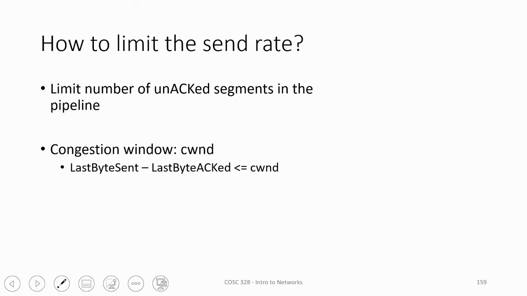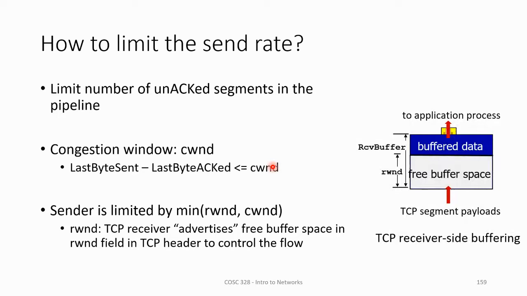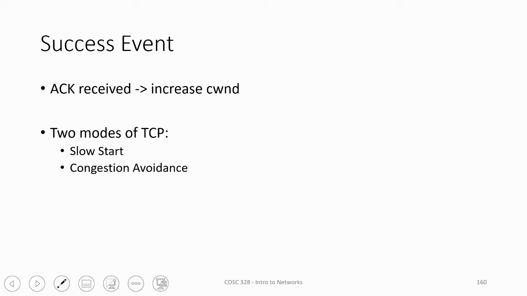So this is something that helps explain how the TCP congestion control works. So then the question is how to limit the sending rate again. We have discussed this. It basically limits the unacknowledged segments in the pipeline by this number. And previously you have seen the receiver window that we have just discussed, that the receiver sends for flow control. Basically the sender is limited by the minimum of this receiver window and the congestion window that we have discussed right now.